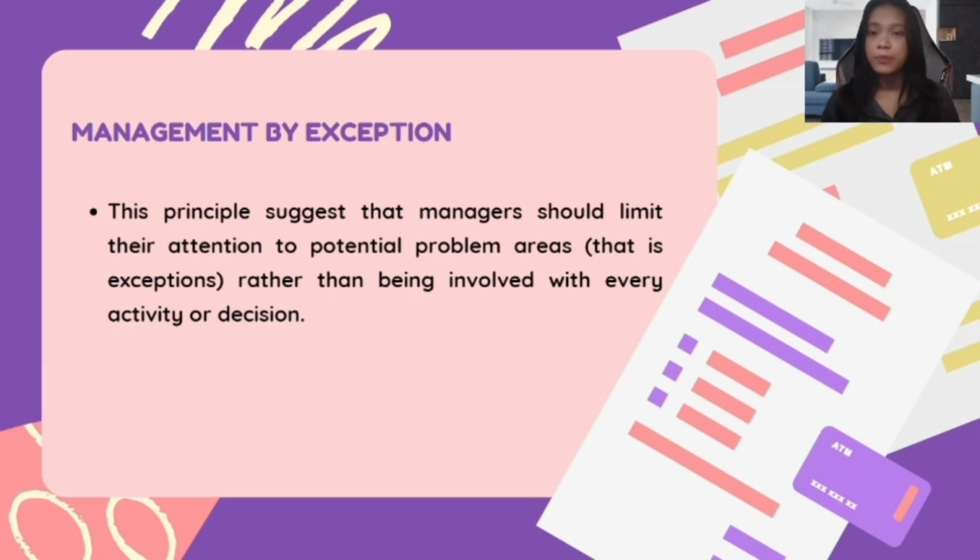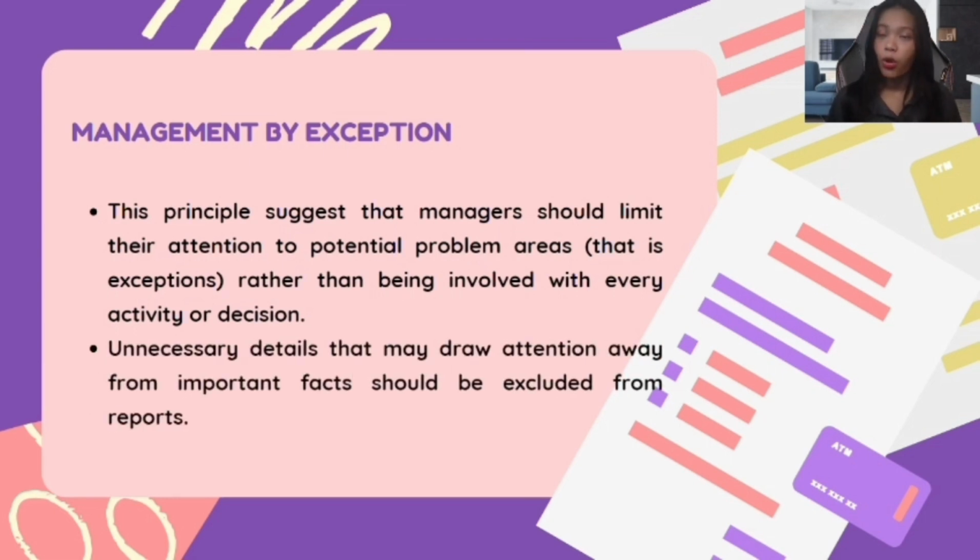In conclusion, under this principle, reports should support management by exception by focusing on the changes in key factors that are symptomatic of potential problems, and unnecessary details that may draw attention away from important facts should be excluded from the said reports.